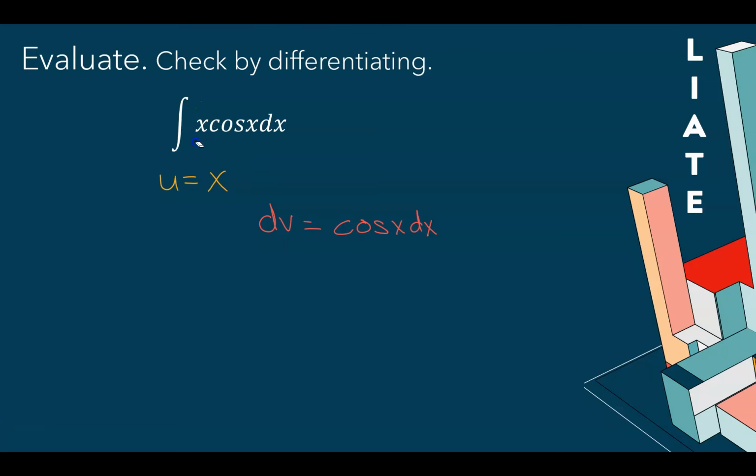So underneath u is equal to x, we need to find a du. That's actually part of the formula. And above dv, we're going to find out what v is.